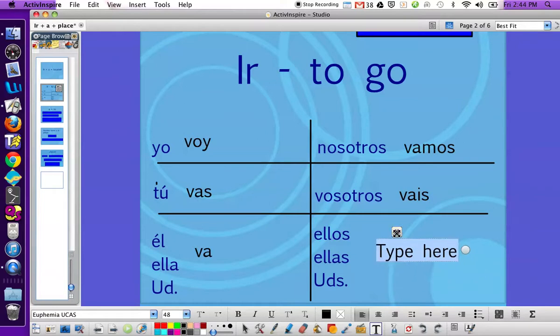I want you to think for a moment. What do you think the ellos, ellas, ustedes form is? If you said van, you are exactly right. Repitan, van.